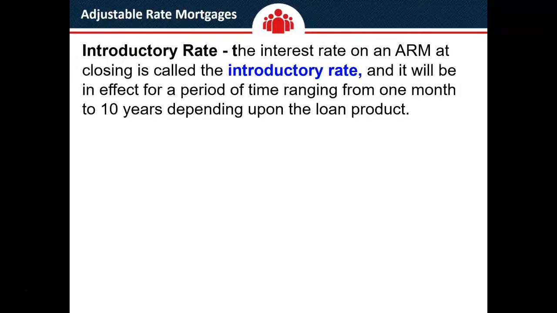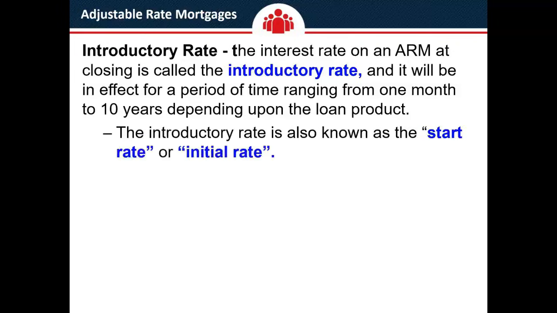There are several terms that you need to know in dealing with adjustable rate mortgages. Things like introductory rate, start rate, lifetime cap, periodic cap. We're getting ready to go through that section right now. But I want to start with the introductory rate. The interest rate on an ARM at closing is called the introductory rate. It's the rate that you're starting at. It will be in effect for a period of time, sometimes 1 month, could be all the way up to 10 months, but it's the rate that you're actually starting at.